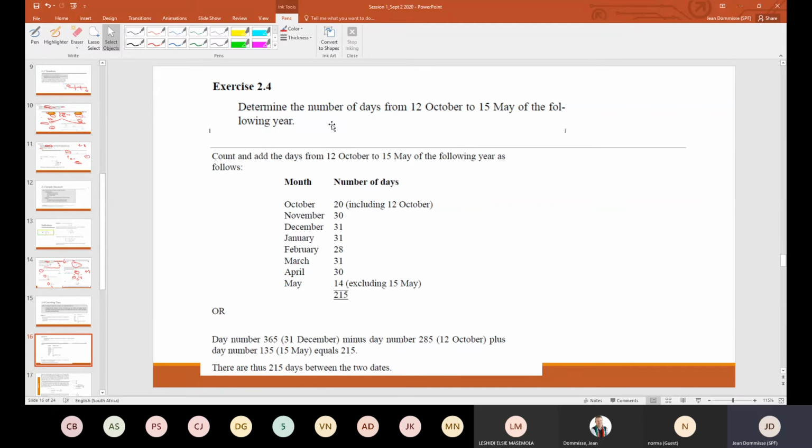So let's see if there is another question like that. Determine the number of days from 12 October to 15 May of the following year. Very similar: it does include the 12th of October to the 15th of May. Then it excludes, because we don't go till the end of the 15th. It's basically the start of the 15th, which is the end of the 14th.